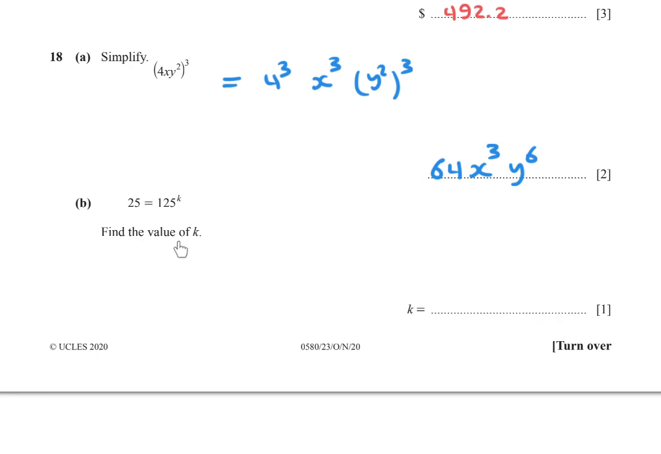B, 25 equals 125 power k. Find the value of k. 25 can be written as 5 power 2. And 125 is 5 power 3, all power k, so 5 power 3k. So now base equal base, so power equal power. So 2 equals 3k. Divide by 3, so k equals 2 over 3.